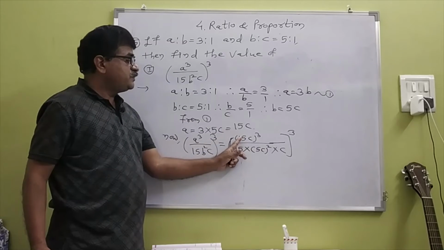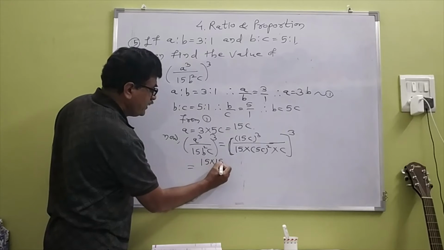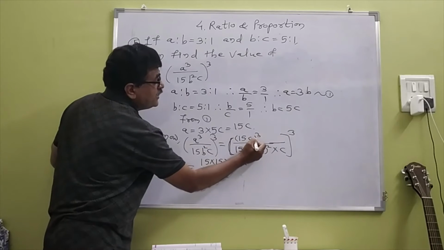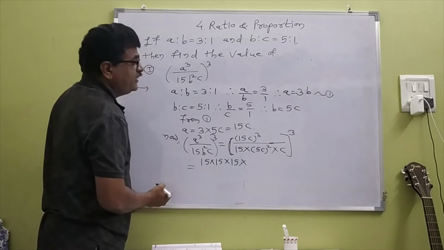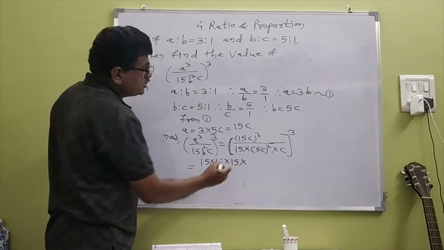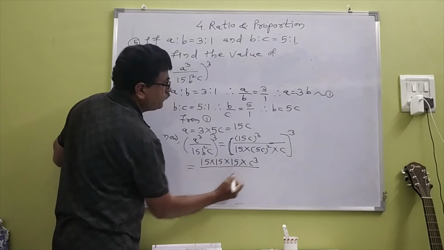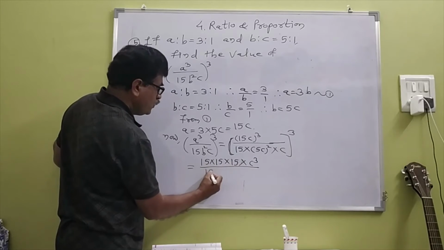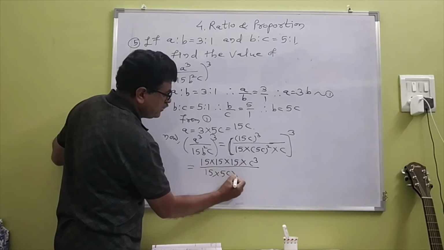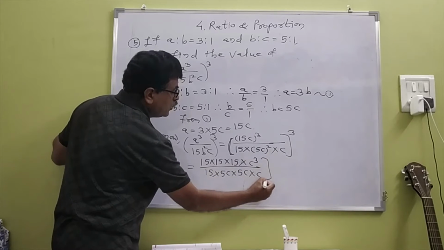Now write down this 15 cube is written as 15 into 15 into 15 into C cube, divide by 15 into 5C square, that is 5C into 5C into C whole cube.